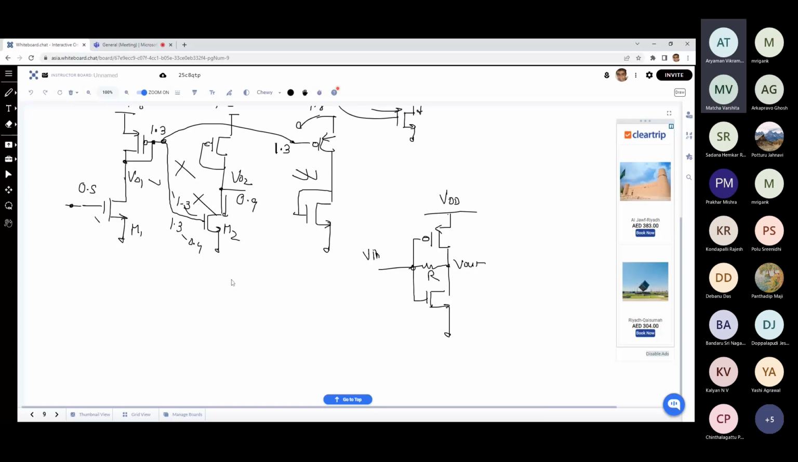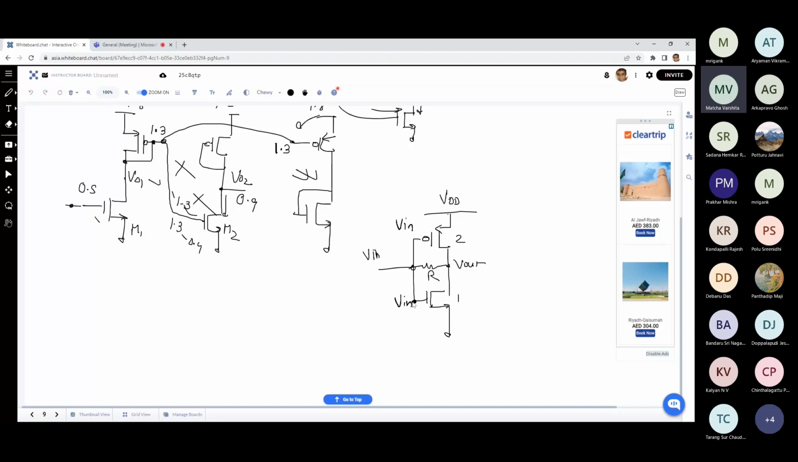So if this one is M1, that one is M2. The lower one we can call M1. Okay. So it is minus GM1 plus GM2 into RO1 parallel RO2. Yeah, because you can take superposition, right? So you can divide it. You can say that okay, I will take V in. Both the gates are having V in.